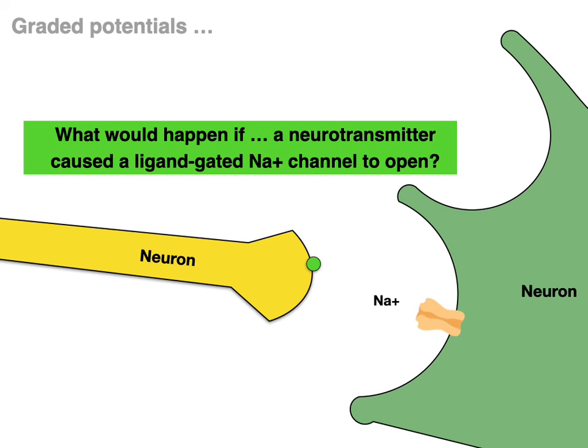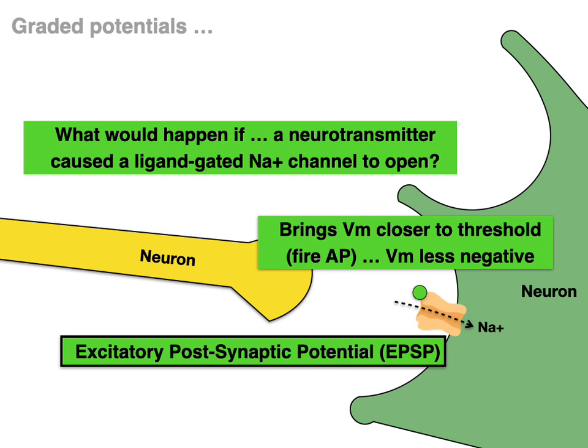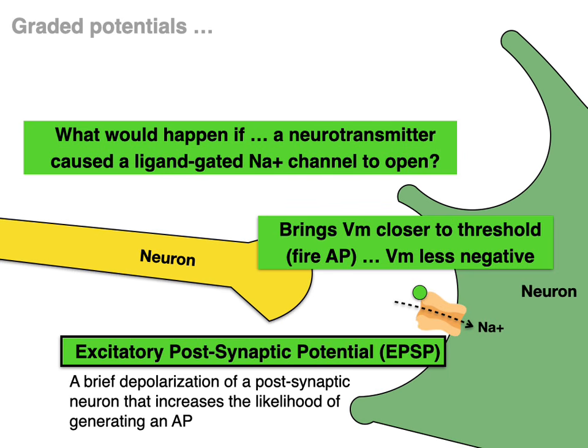Let's do that again, except with pictures. So here's a neuron in yellow. That's a presynaptic neuron, and it has a neurotransmitter, and there in green is the postsynaptic neuron with a ligand-gated sodium channel. Now, what would happen if a neurotransmitter caused the ligand-gated sodium channel to open? Now watch. It causes an influx of sodium, which brings the VM, resting membrane potential, closer to threshold to fire an action potential. In other words, the VM is less negative. We call this an excitatory postsynaptic potential. It's a brief depolarization of a postsynaptic neuron that increases the likelihood of generating an action potential.